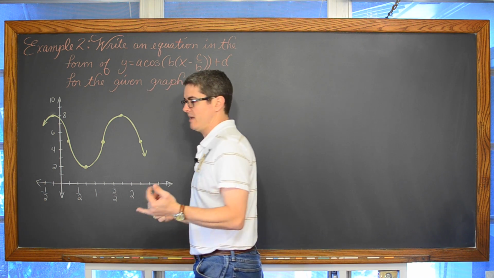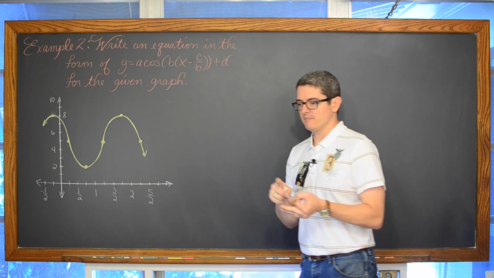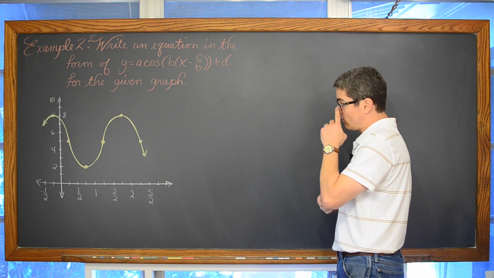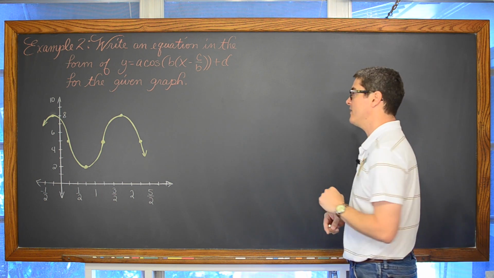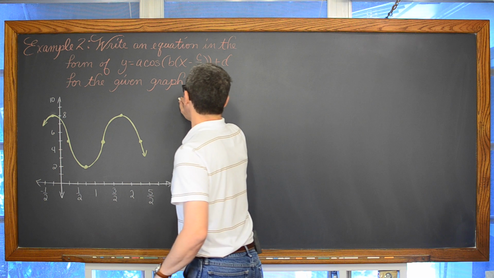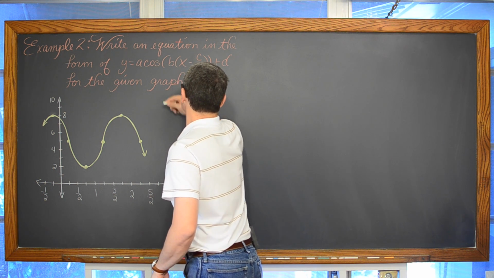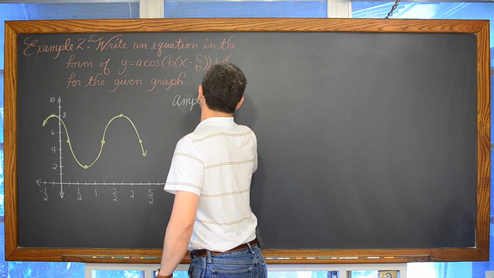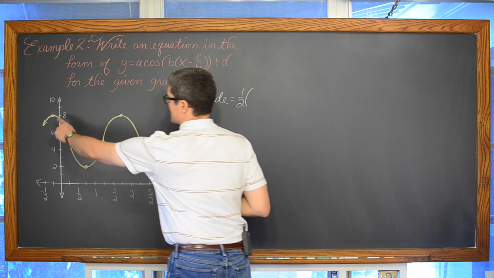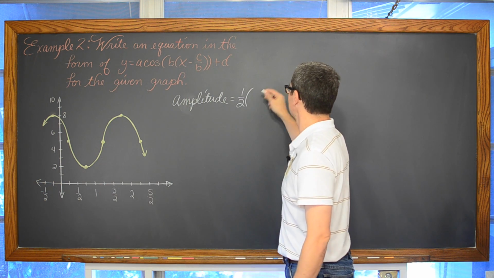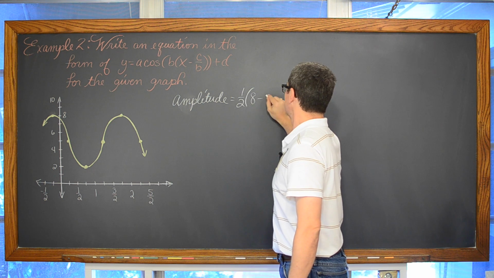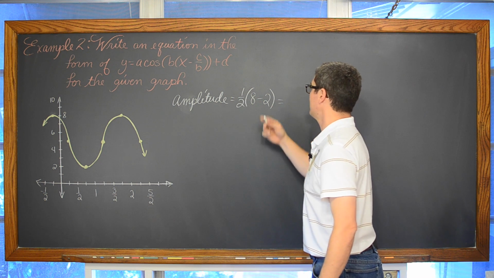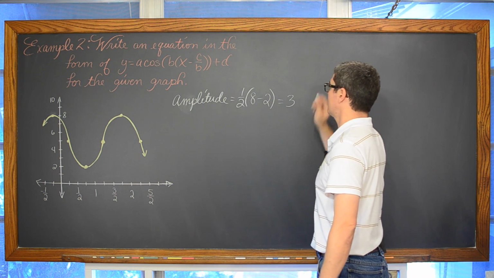Like before, we need to find the value for a, b, c or c over b, whatever your book is using, and then d, the vertical shift. So the amplitude. Well, the amplitude again is 1/2 of the overall height. So the amplitude is 1/2 of the maximum value, which is 8, minus the minimum value, which is 2. That is the total height, if you will, the vertical distance between max and min. And 8 minus 2 is 6, and half of 6 is equal to 3.